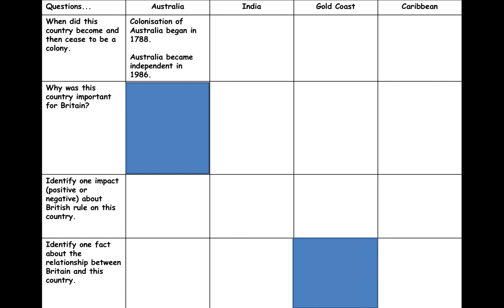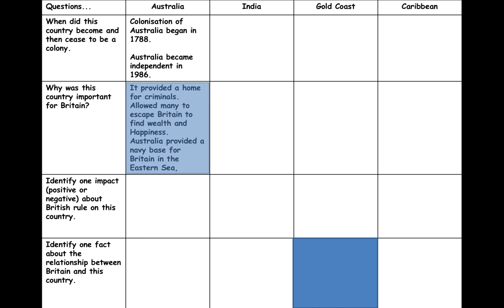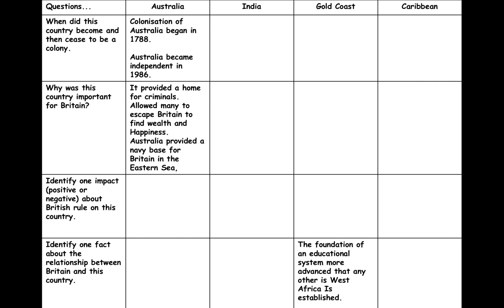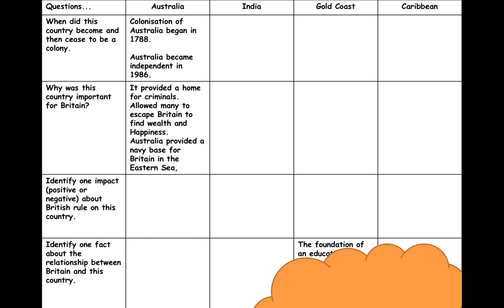So for Australia, colonisation began in 1788 and then it became independent in 1986. Why was this country important for Britain? Here are the details. And then one of the harder questions: identify one fact about the relationship between Britain and this country. The foundation of an educational system more advanced than any other in West Africa is established. So these are set out for some of the lower ability pupils that just need a little helping hand in terms of getting started, and they can fill out those boxes straight away.